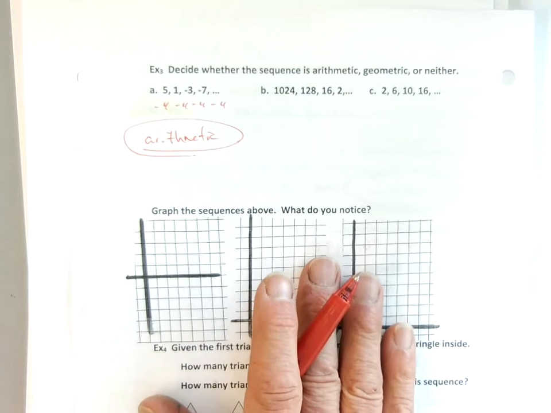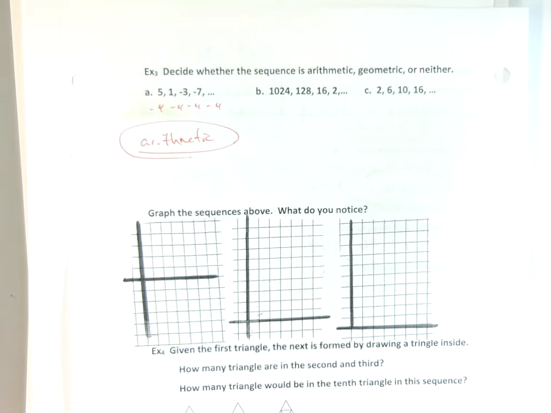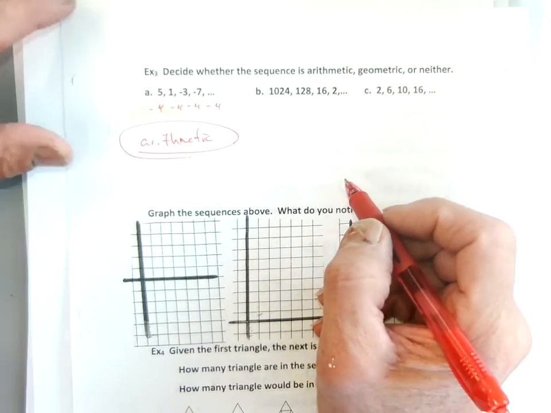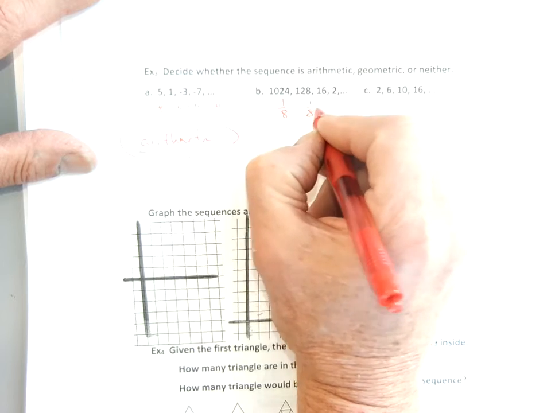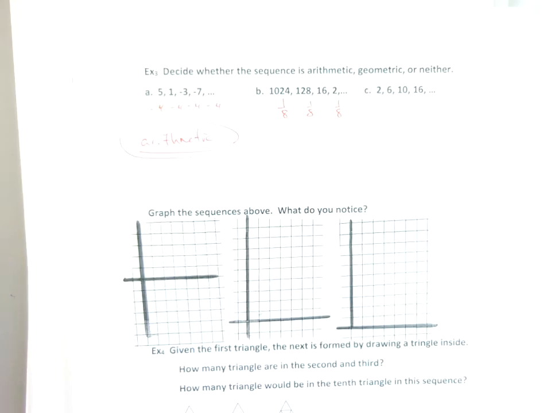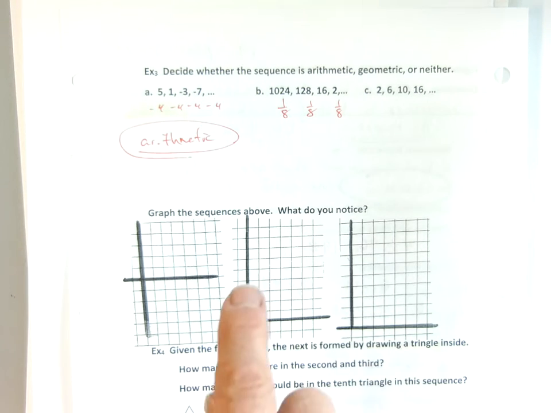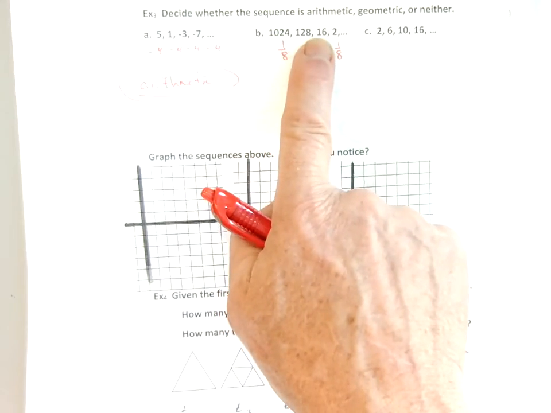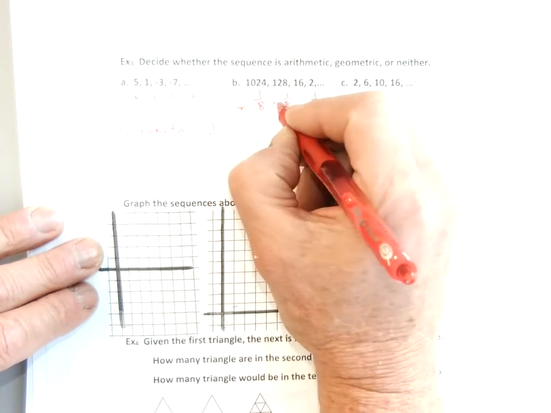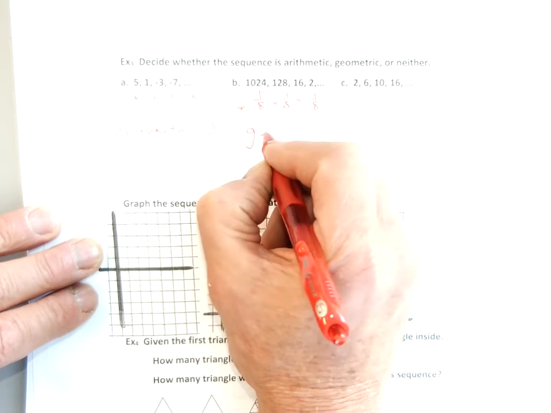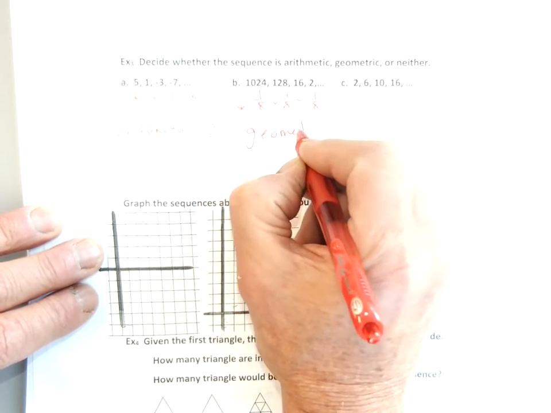So what about B? Geometric. Yes. What are we doing? We're multiplying by, wait, no, we're dividing by 8, and I'm going to say multiplying by 1/8. Same thing, right? Divide by 8, divide by 8, divide by 8, or multiply by 1/8. Since it's times, times, times, it is geometric. Perfect, okay?